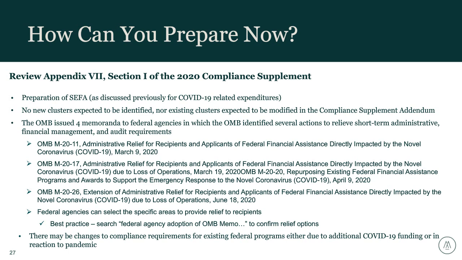The OMB has also issued some memoranda to federal agencies to provide administrative and financial relief. There are a few of them out there, and to see if your particular organization may be eligible for one of these relief options, a best practice is to search the name of your federal agency and adoption of OMB memo in Google, and it will likely give you the answer. It's all helpful to keep in mind what those options are.